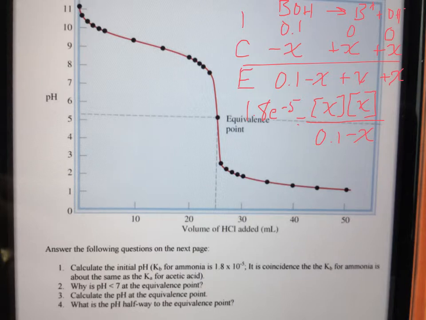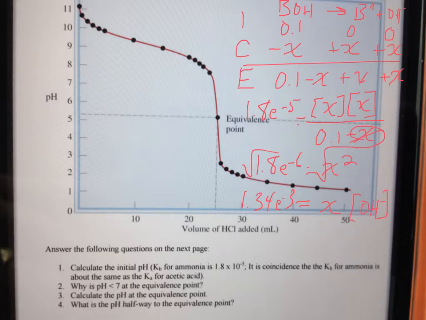Just like we would do with an acid, we're able to neglect this X. So really we have X squared over 0.1 is equal to 1.8 e to the negative fifth. If we solve for that, we get X squared is equal to 1.8 e to the negative sixth. And we square root both sides, and we get X is equal to 1.34 e to the negative third. Now, since this is a Kb expression, X really stands for the concentration of hydroxide ions.